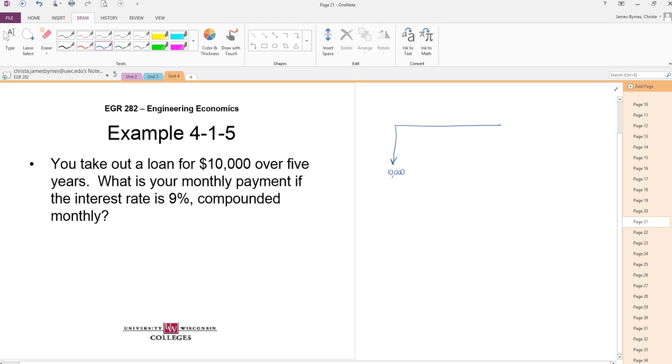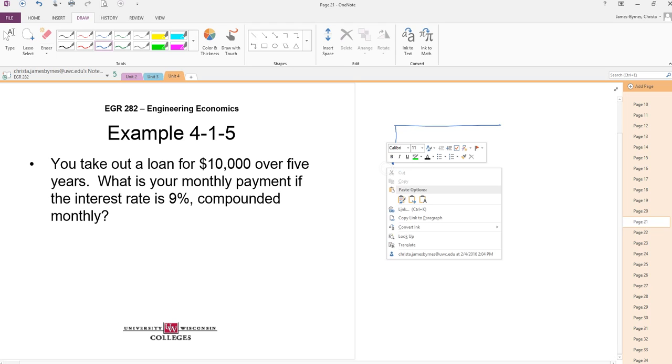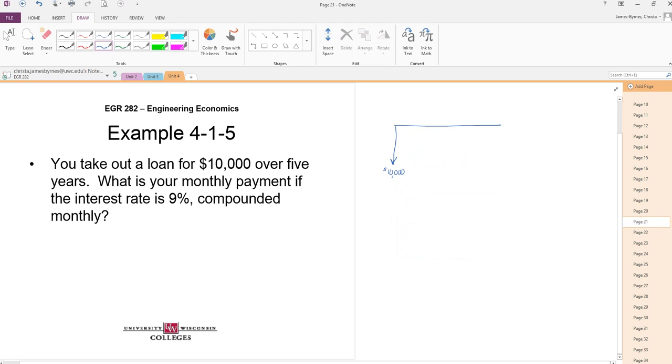Now I drew it down. I'm looking like the bank right now. You could draw it up. That's fine, as long as the arrows are opposite, right? Money out, money in. They have to be equal. That's what equivalence is. I'm indifferent of how I get paid. So, what is your monthly payment if the interest rate is 9% compounded monthly?